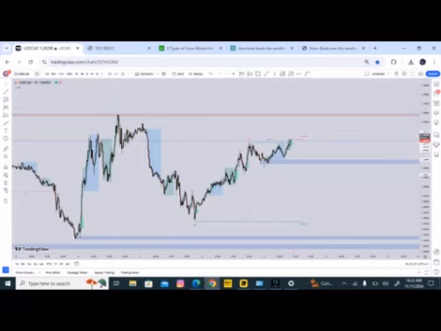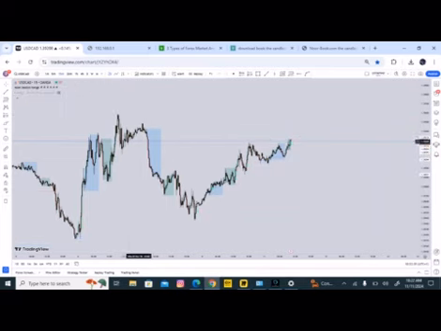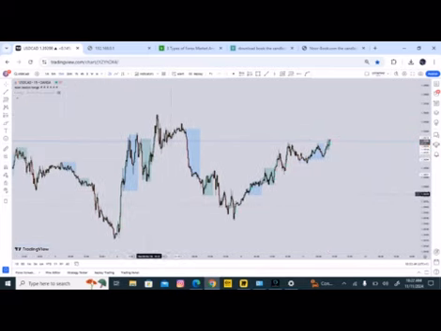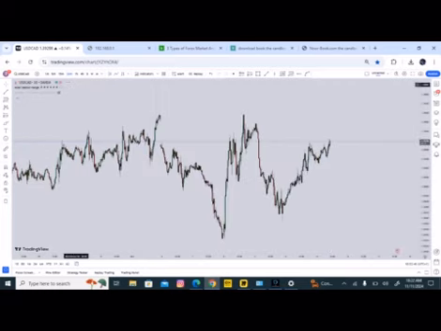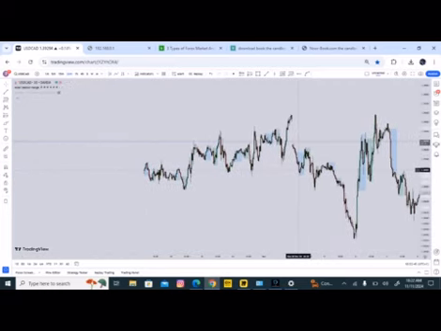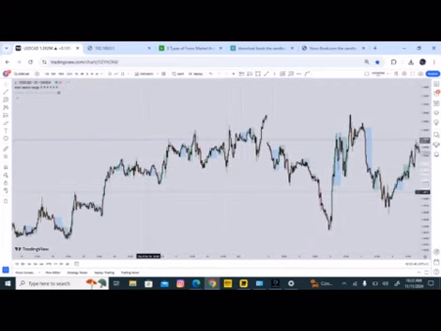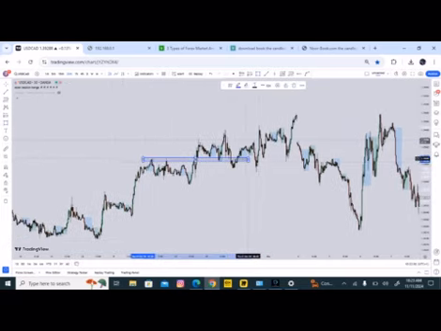Okay, so let me identify the support and resistance in this chart. This is my chart on the 15 minute time frame. Let me go to the 30 minute time frame. So now I'm going to identify some support and resistance levels. This level right here is a resistance level.